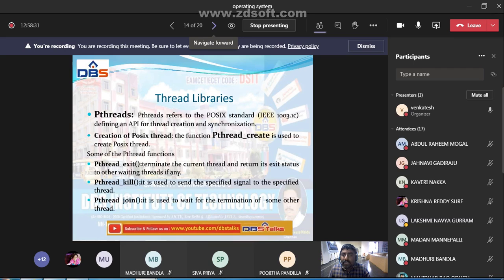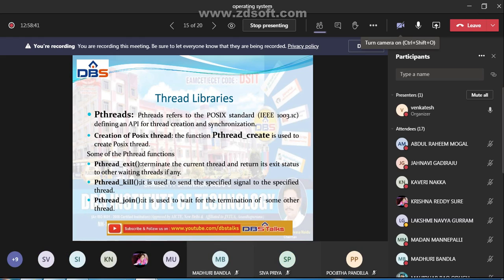Okay, so what are the various types of thread libraries? Here generally we have two types: the pthread library, or we can say the Windows 32 thread library. The first one is the pthread library. In this, P means POSIX, so it is the POSIX pthread library, or pthread library.